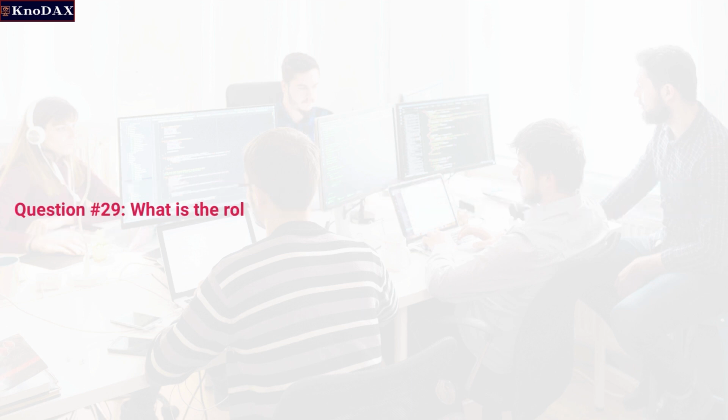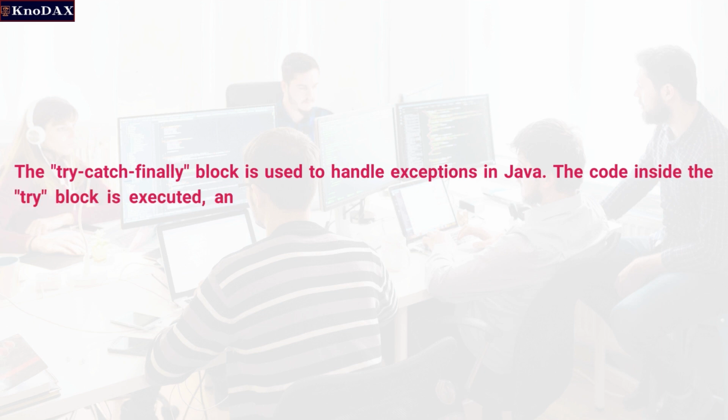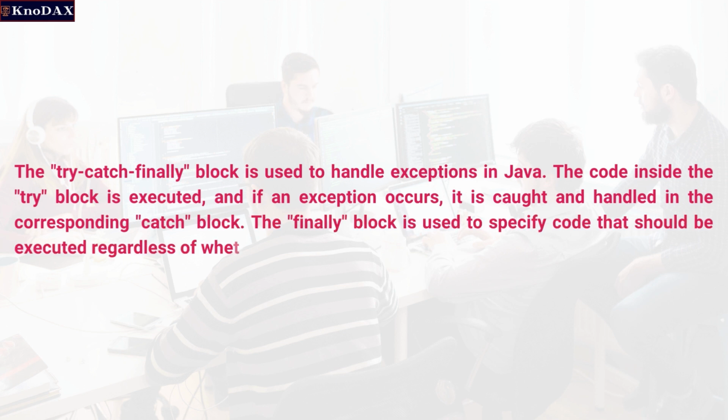What is the role of the try-catch-finally block in exception handling? The try-catch-finally block is used to handle exceptions in Java. The code inside the try block is executed, and if an exception occurs, it is caught and handled in the corresponding catch block. The finally block is used to specify code that should be executed regardless of whether an exception occurred or not.